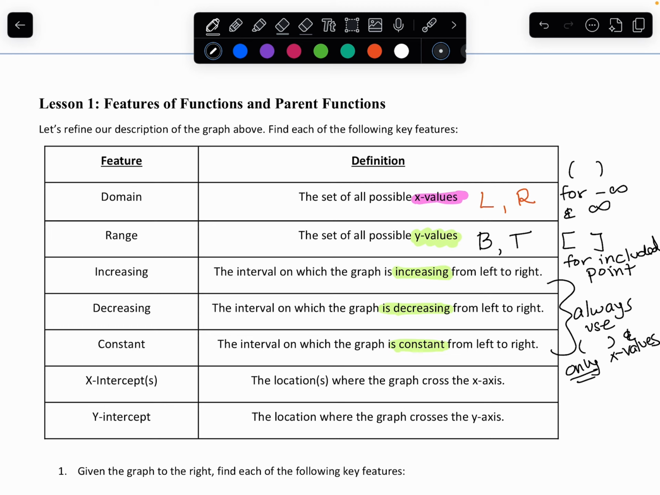Okay. And then x-intercepts and y-intercepts. These are where our graph crosses the x-axis and y-axis. So I'm just going to draw a quick picture. Our x-intercepts, we'd have 2 here because that's where our graph passes the x-axis. I'm going to draw that same picture. I have 1 y-intercept because that is where it crosses my y-axis.